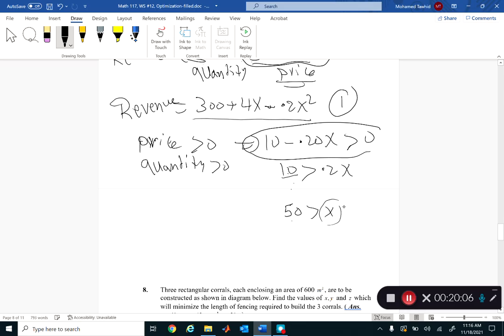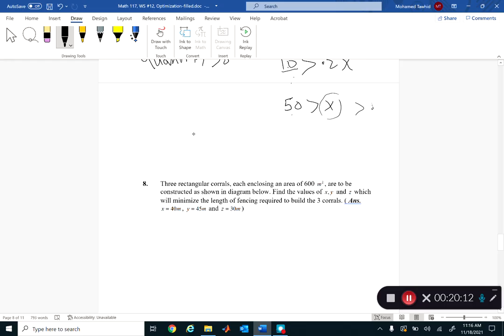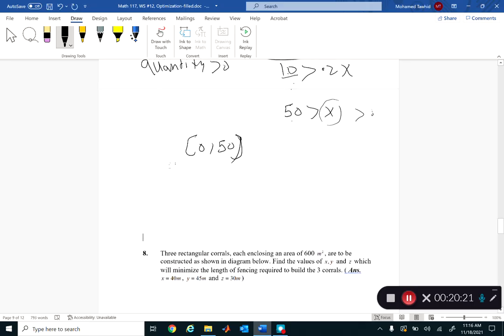What do you know about x? Your x should be greater than 0. So what is my domain, guys? Here the domain is 0 to 50. You have 0, 50. So now the rest should be easy.